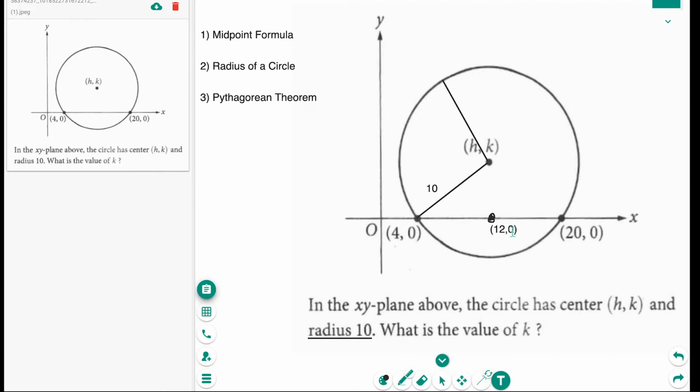So now we've diagrammed the radius and we've diagrammed the midpoint. This is the area where I think a lot of people are going to get stuck. Now it's not very clear what we should do to be moving forward. And this is where practice comes into play.